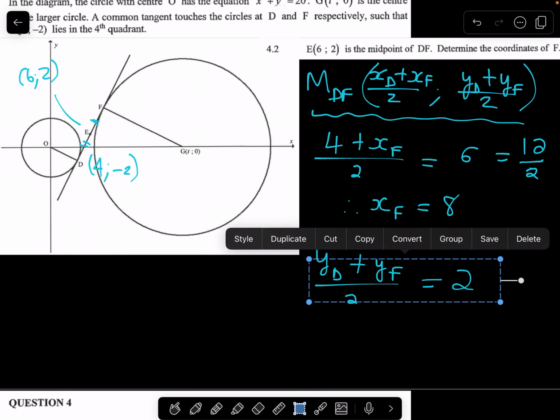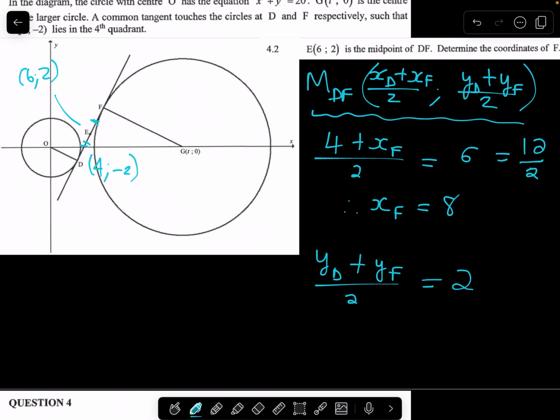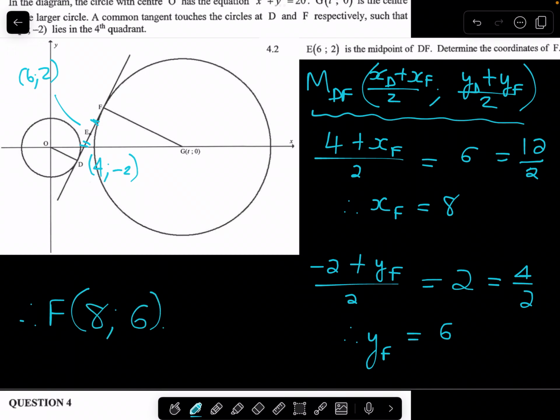Then the second one: we know that the y coordinate of D is -2, and 2 is the same as 4 over 2. So -2 plus something must give me 4. The something must be a 6. So the coordinates of F as a result are 8 and 6.